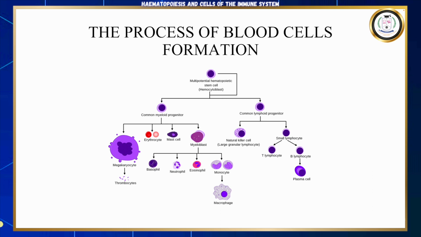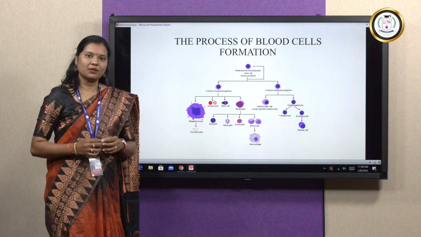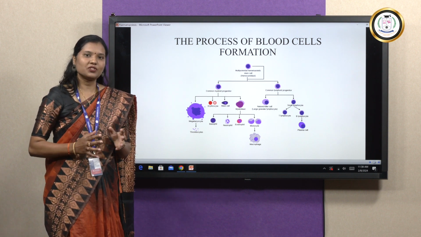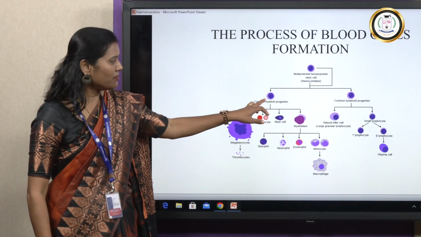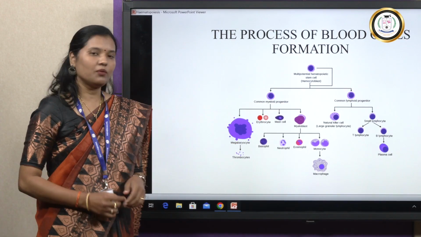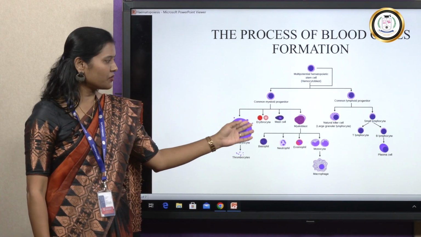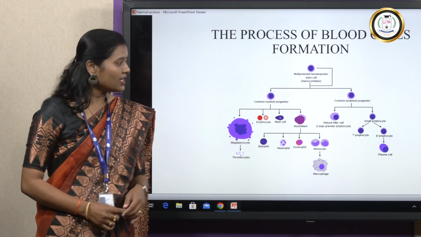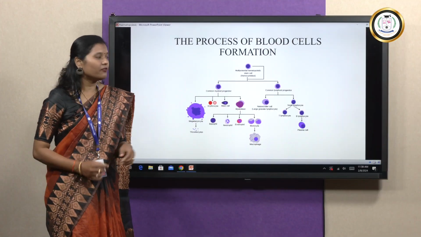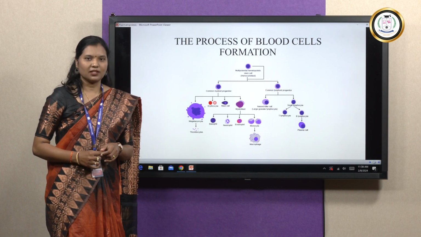As you can all see, it starts from the multipotential hematopoietic stem cells, which differentiate into two larger progenitor cells, the common myeloid progenitor and common lymphoid progenitor. The common myeloid progenitor gives rise to varieties of cells like megakaryocytes, erythrocytes, mast cells, myeloblasts, and you have the common lymphoid progenitor that gives rise to natural killer cells and small lymphocytes.